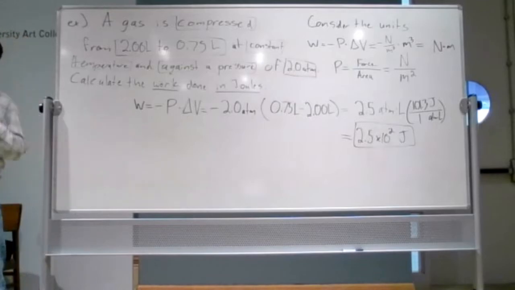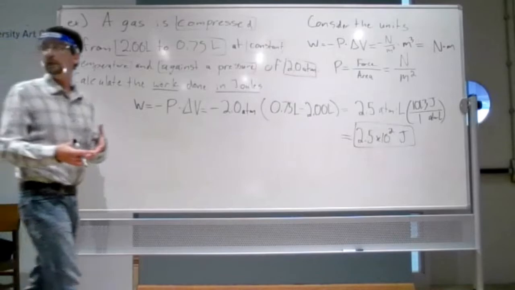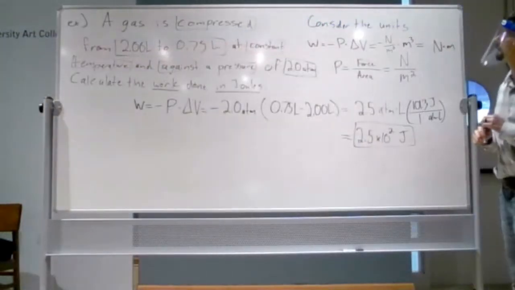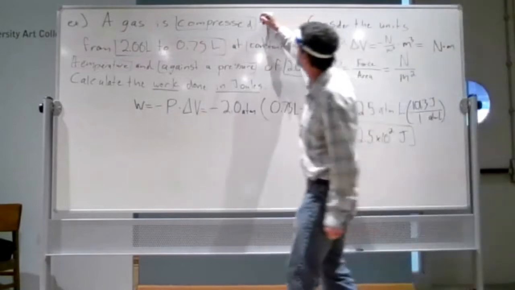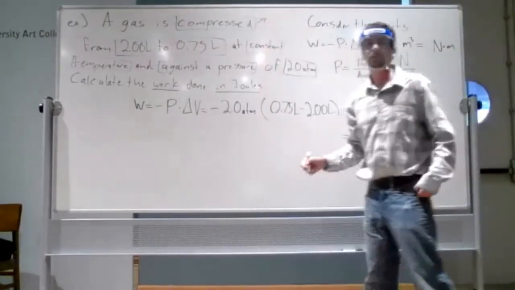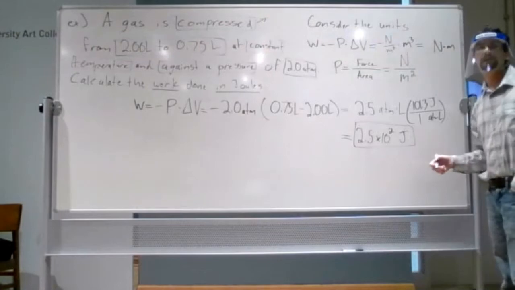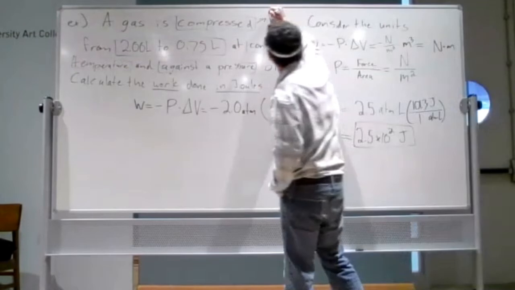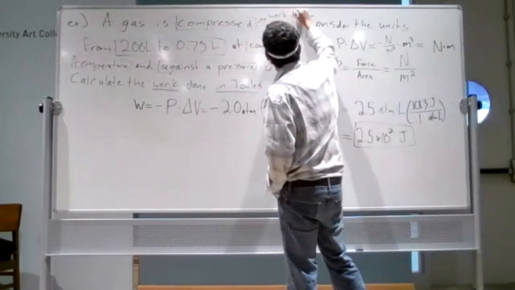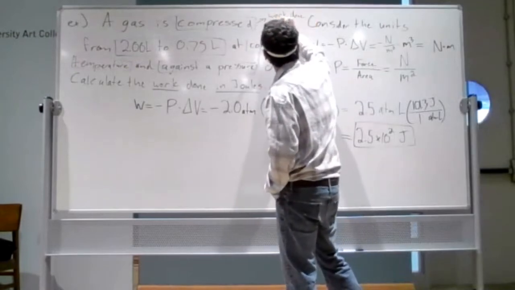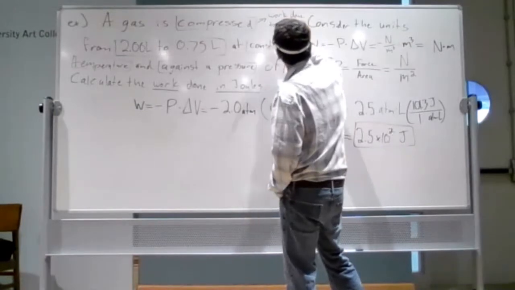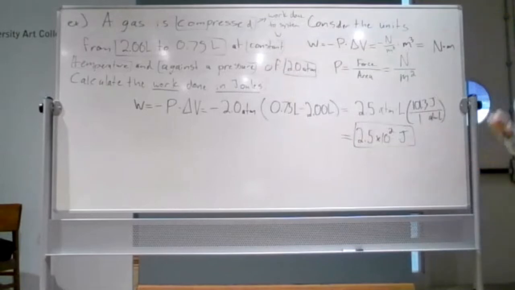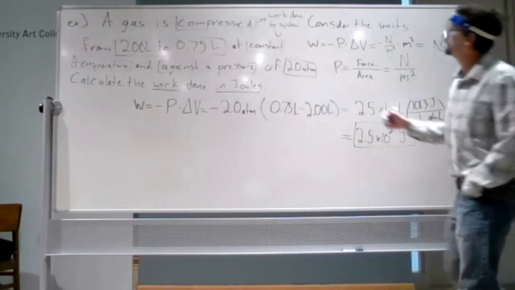Is work being done to or by the system in this case? So the word compressed, what does that make you think? Work done to or by? Yep, work done to the system. Okay, what does that mean about the net or the sign of work? Is it going to be greater than 0 or less than 0? Negative or positive?